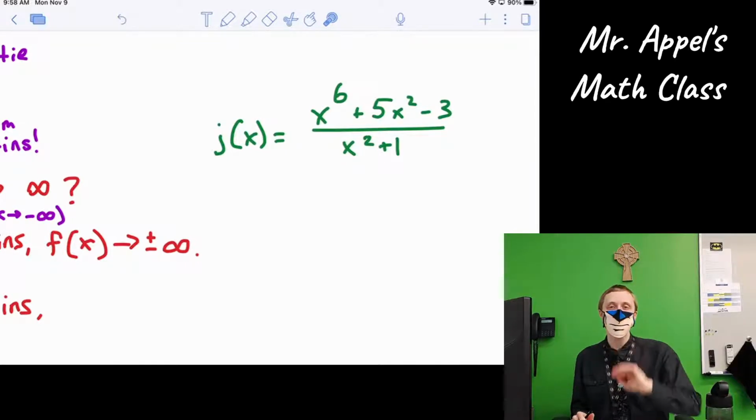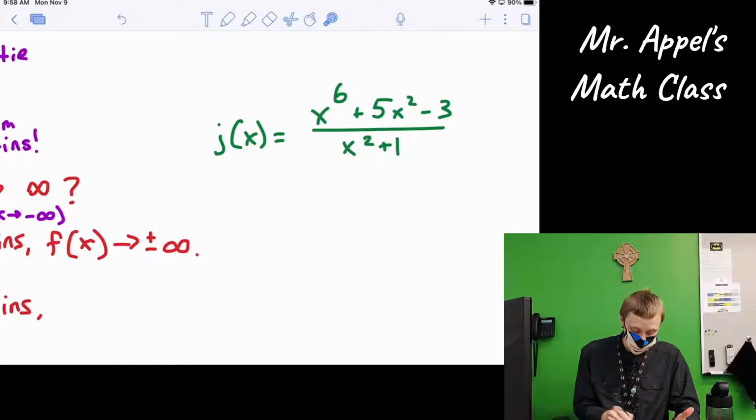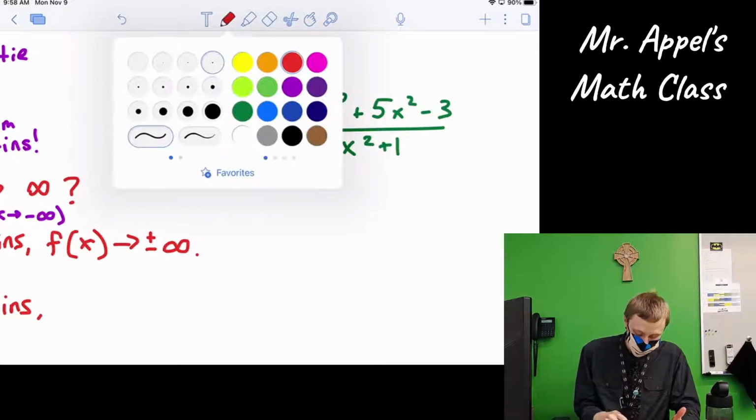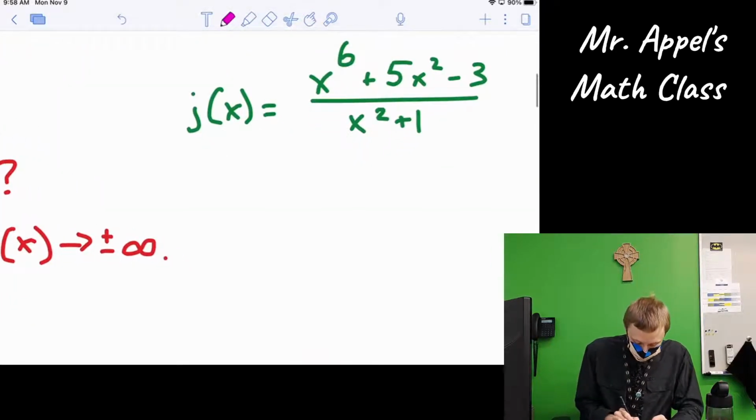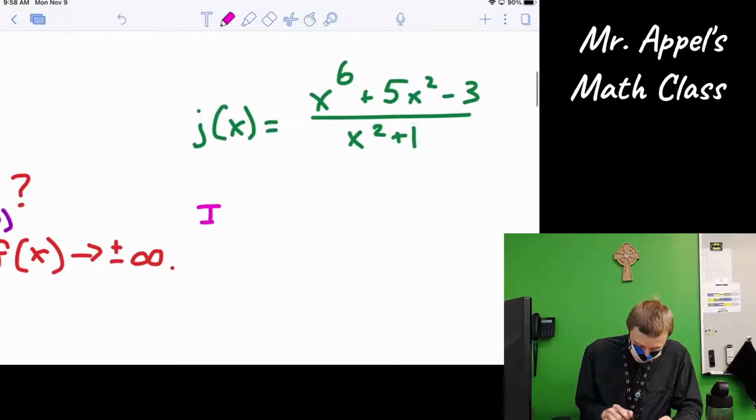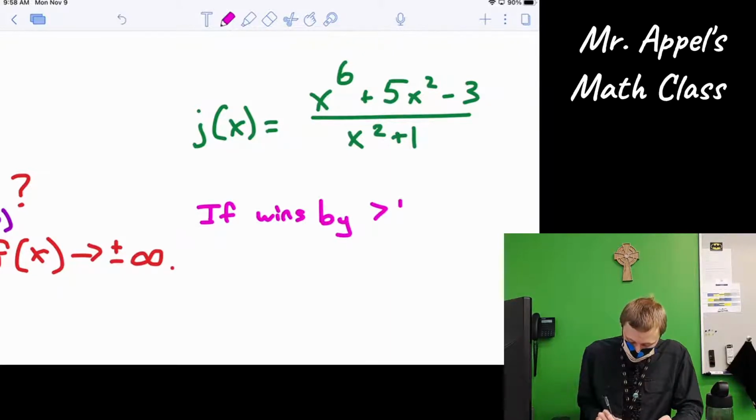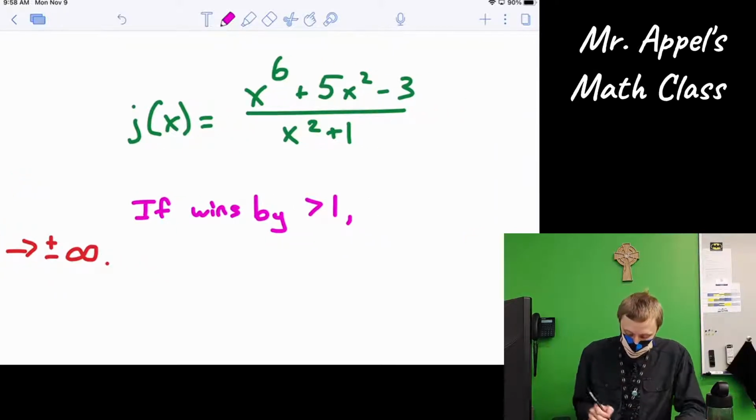If the numerator wins by a lot, that is to say more than 1, so I'll go into pink here, right? Stop moving around when I'm trying to write the thing. Okay, if it wins by greater than 1, then the function takes off.